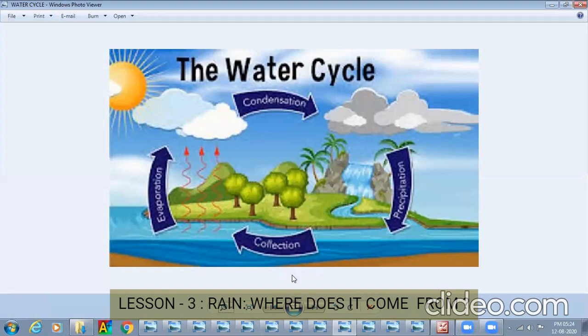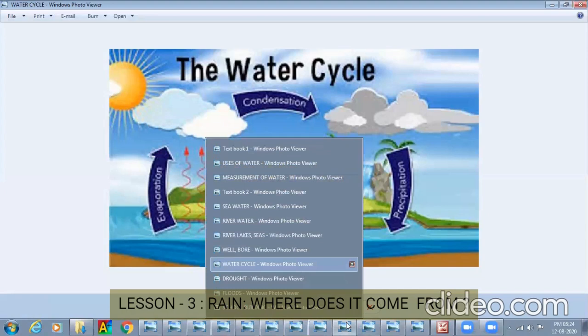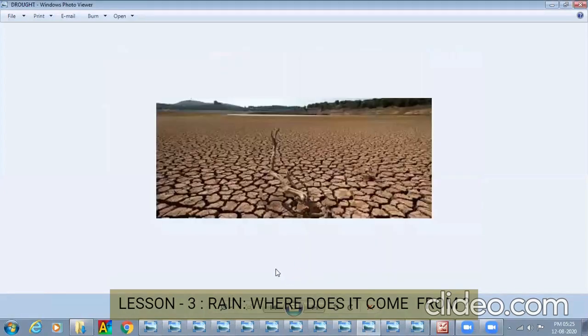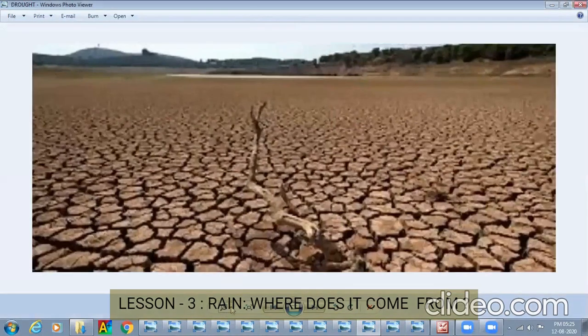So what happens if there is less rainfall or too much rainfall? Let us study. If there is less rainfall, what happens? You can see this picture, children. There is no rainfall at all, and here the land has dried up, and you can see the cracks in between. So here we cannot grow any plant. The farmers cannot grow any plant. Such an area is called drought.